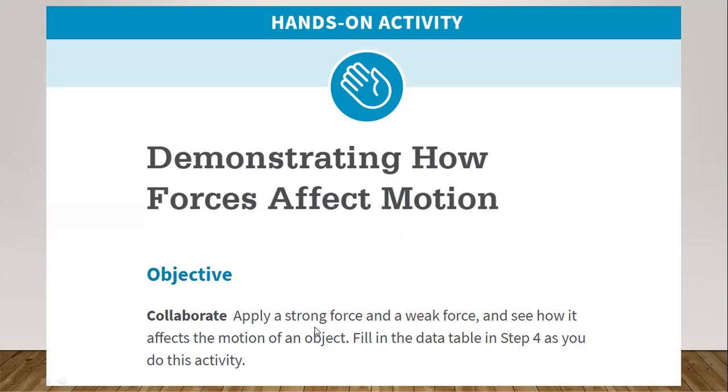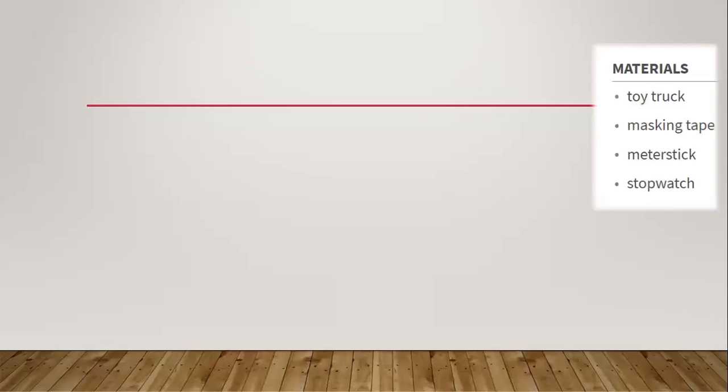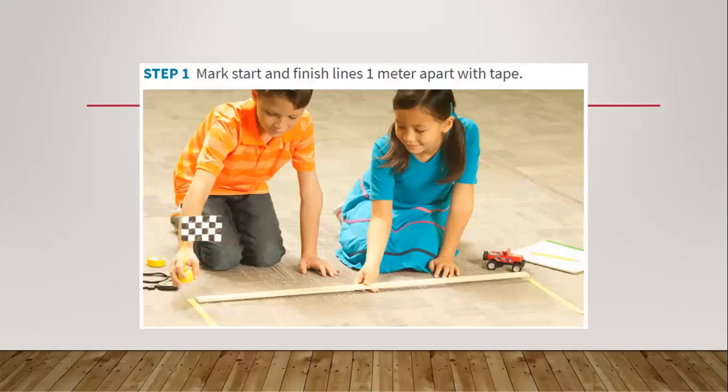We are going to apply a strong force and a weak force on a toy car to see how it will move. Weak force and strong force, to see how it will move. Is it going to move fast or slow? So we are going to use a toy truck, masking tape, a meter stick, and a stopwatch. We are going to mark the finish and the start line with the tape, like that.